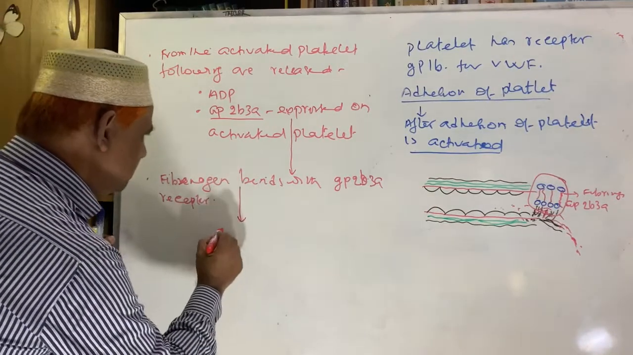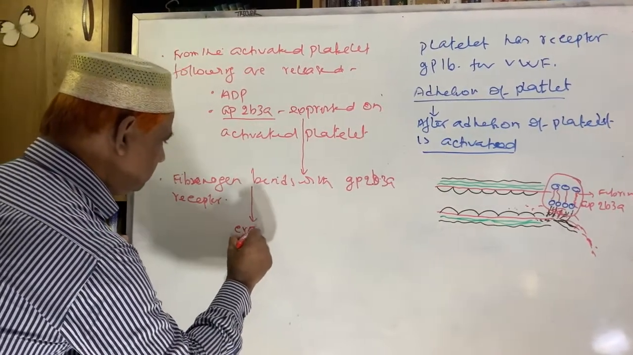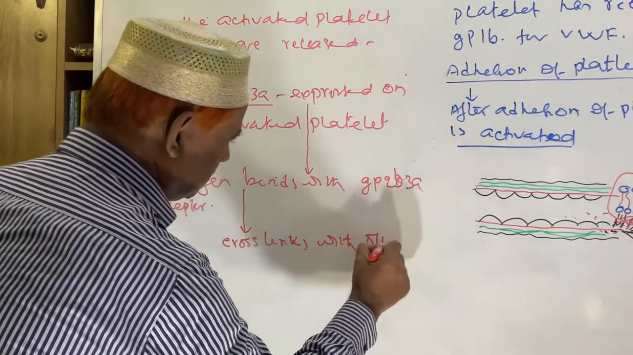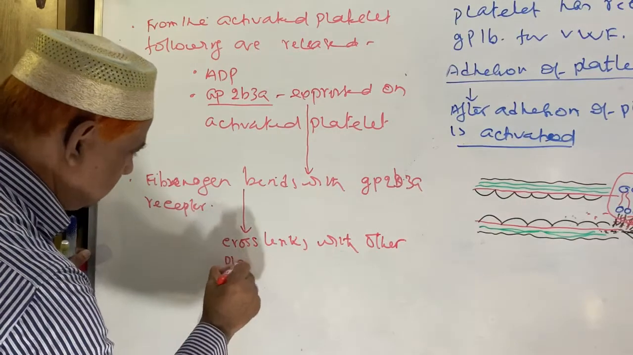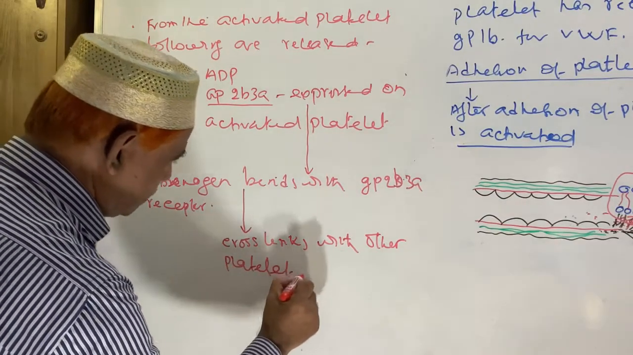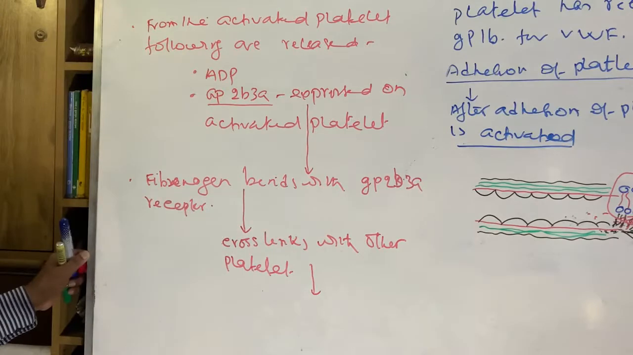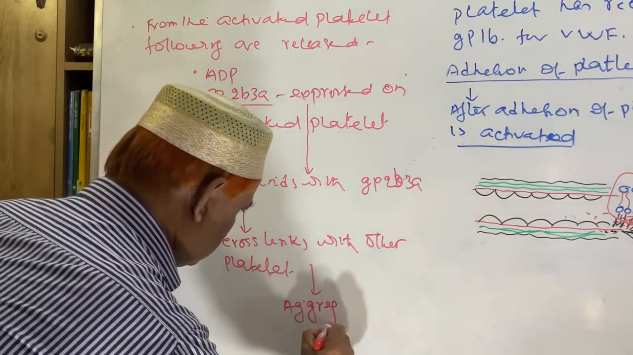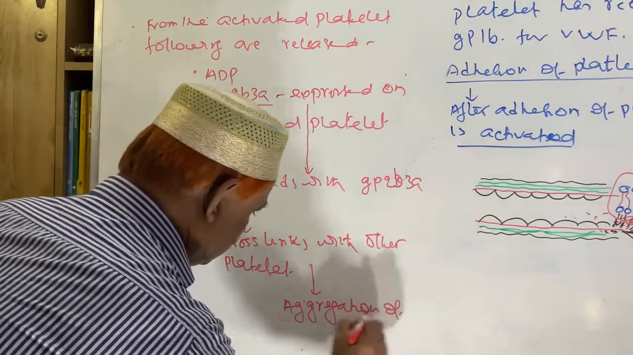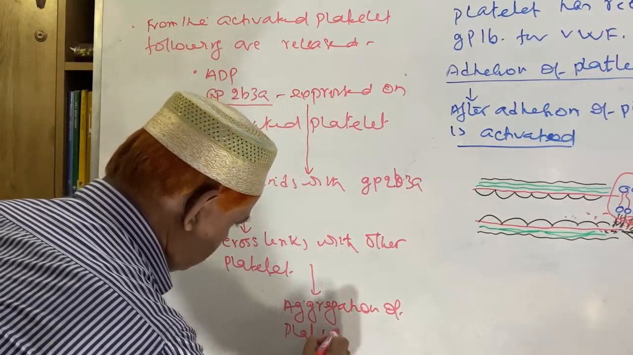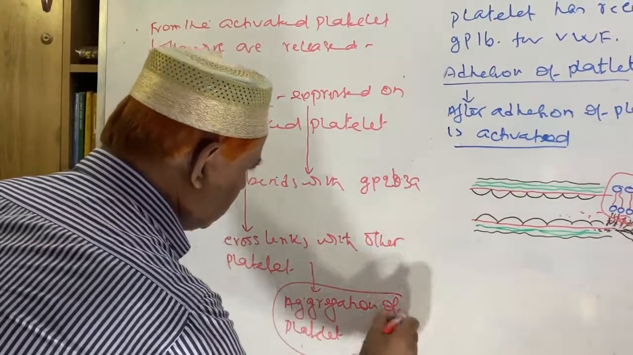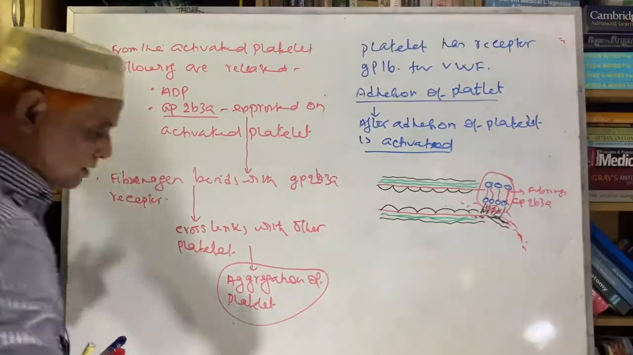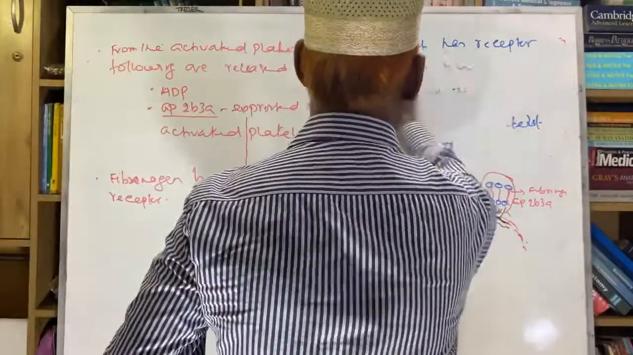This fibrinogen cross-links with other platelets. So ultimately there is formation of aggregation of platelet. This aggregated platelet along with the fibrinogen is called platelet plaque. So there is formation of platelet plaque.